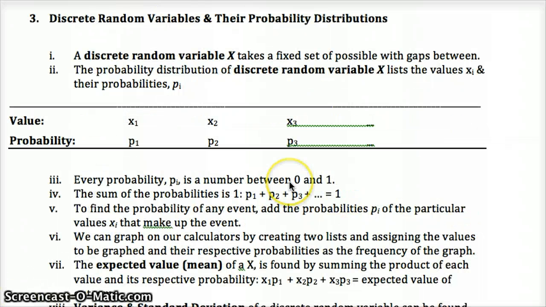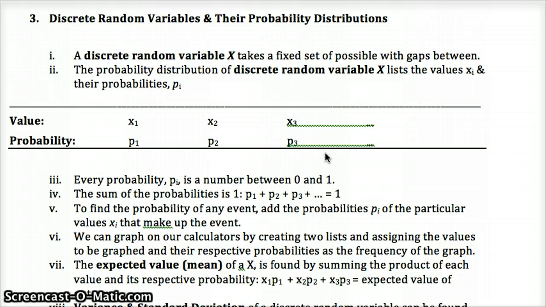So here's what a probability distribution would look like. This would be a discrete variable, right? So we have our values here, the first value, second value, third value, and then the probability of the first value, the probability of the second value, the probability of the third value. Every probability is a number between 0 and 1. When you add up all these probabilities, they should equal 1, or 100% of the time, all the possible outcomes.